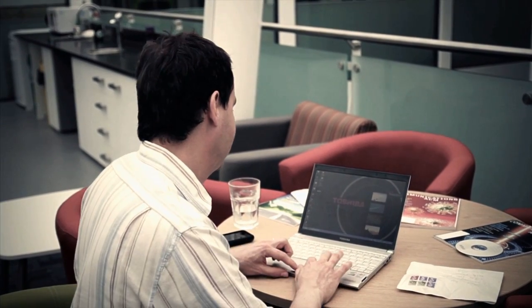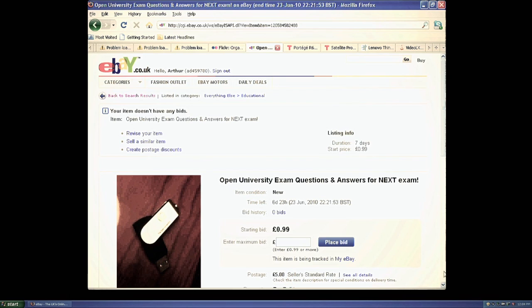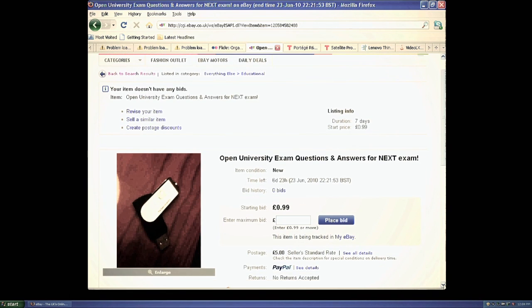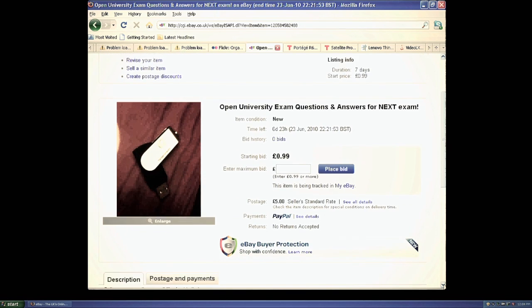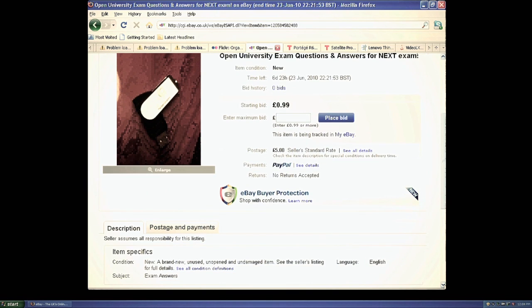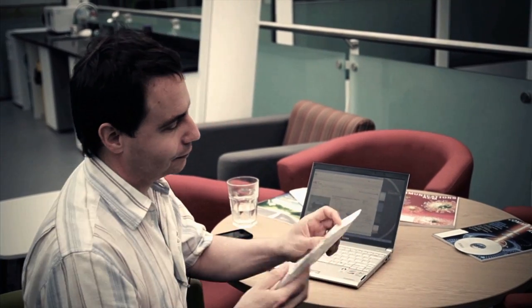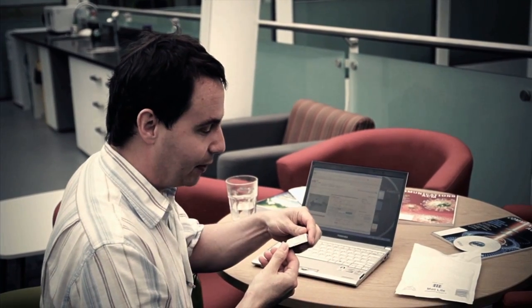I'd like to show you something I found on eBay last week. This is an ad for a memory stick containing the answers for upcoming Open University exams. So I asked a friend to buy it for me. This arrived. USB memory stick, Open University branded. Let's see what's on it.